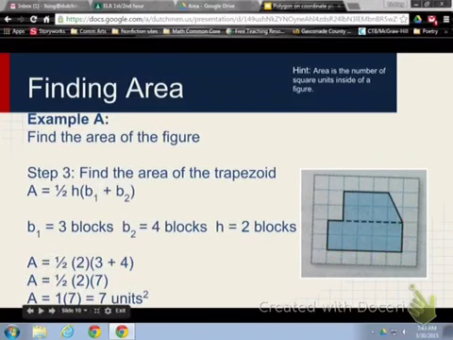Then for step 3, we find the area of the trapezoid. So we use 1/2 times the height times base 1 plus base 2. So if we look at this, we find that our base is 1, 2, 3, 4, and 1, 2, 3, and then our height is 1, 2. So I can take those numbers and plug them in, and we get 1/2 times 2 times 3 plus 4. 3 plus 4 gives us 7. If we take half of 2, it gives us 1, and 1 times 7 is 7 units squared.